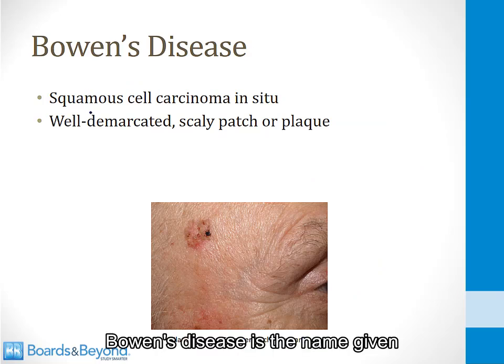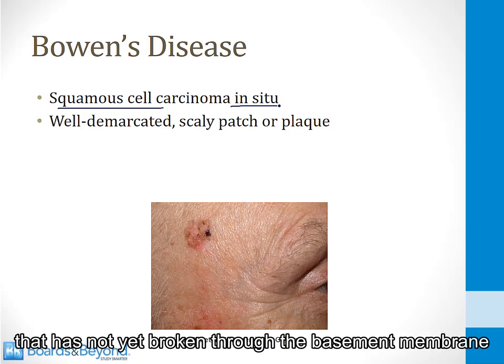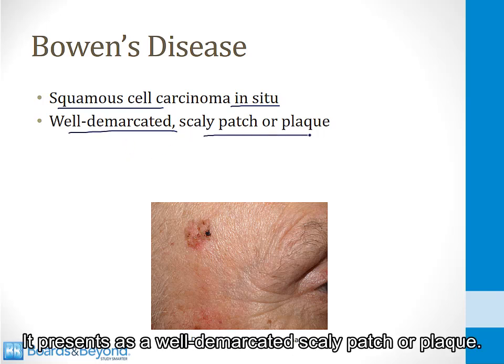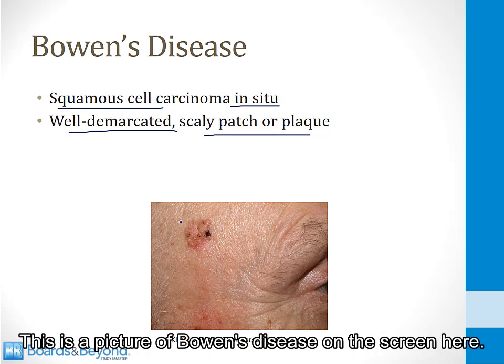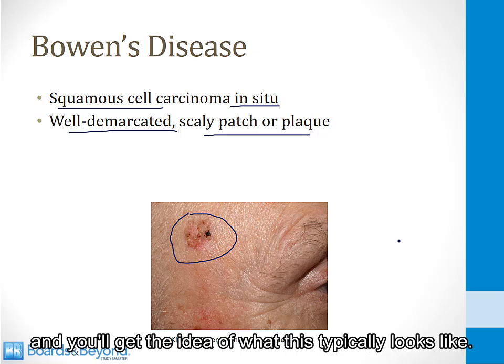Bowen's disease is the name given to squamous cell carcinoma in situ, meaning squamous cell carcinoma that has not yet broken through the basement membrane and invaded the dermis. It presents as a well-demarcated scaly patch or plaque. This is a picture of Bowen's disease on the screen here, and once again, go look at some images online and you'll get the idea of what this typically looks like.